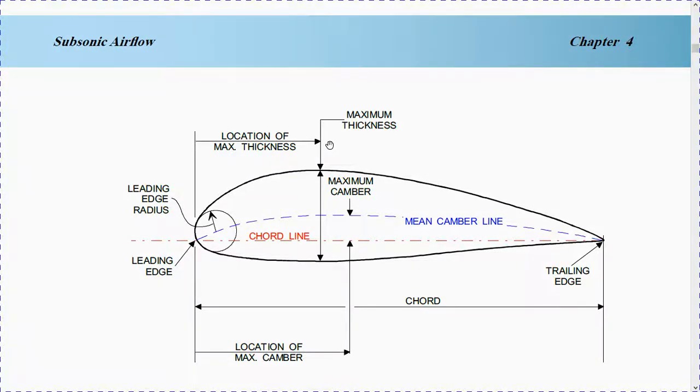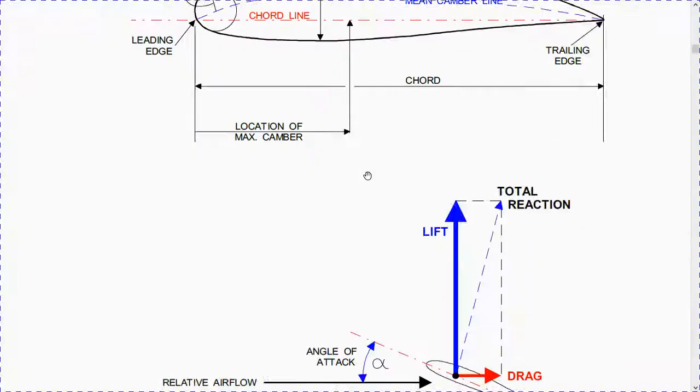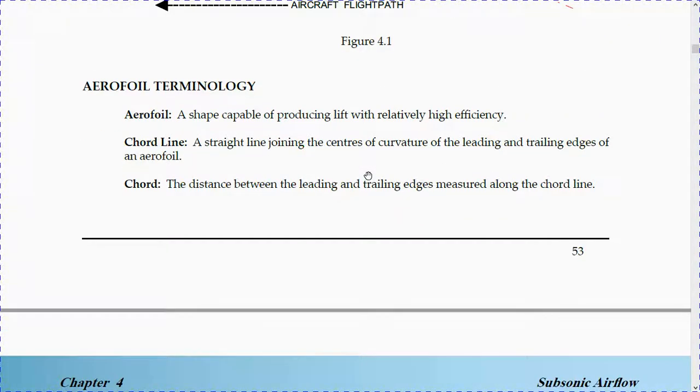Chapter 4, Subsonic Airflow. Airfoil terminology. An airfoil is a shape capable of producing lift with relatively high efficiency. The chord line is a straight line joining the centers of curvature of the leading and trailing edges of an airfoil.